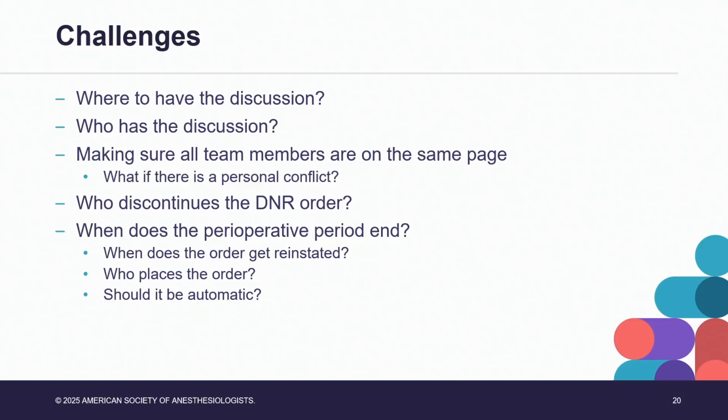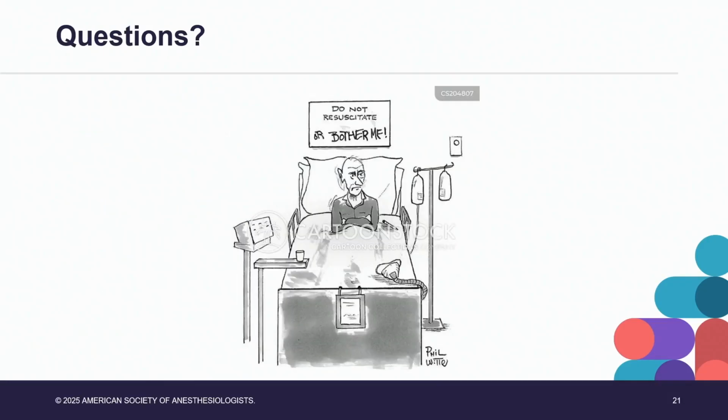And then when does that get reinstated? Is it when the patient leaves the PACU? Could it be when they leave the hospital? I think it's a case-by-case basis. Or does it even get reinstated? Did the patient go into the surgery thinking they had an incurable disease, and then they were able to cure the disease and they no longer want to be DNR? So it really should not be an automatic reinstatement of that order as well. And that is all I have.